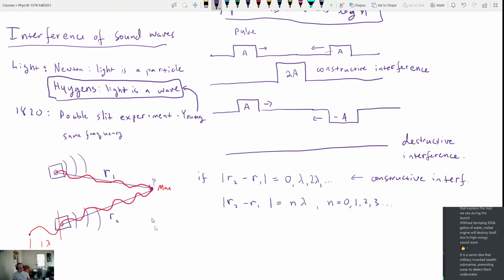Do you all understand that? Does anyone have any questions about why that would be the case? That if the path difference is exactly a whole number multiple of the wavelength, you're going to get constructive interference at that point. Let me know if you have any questions about that.